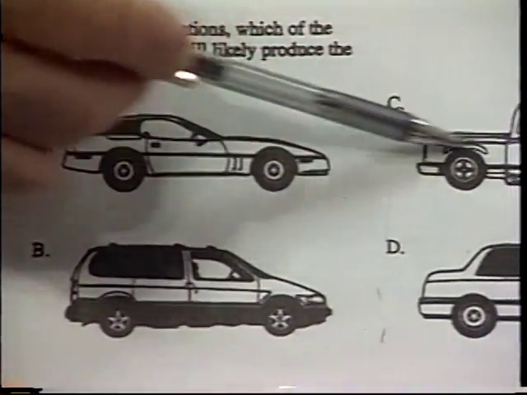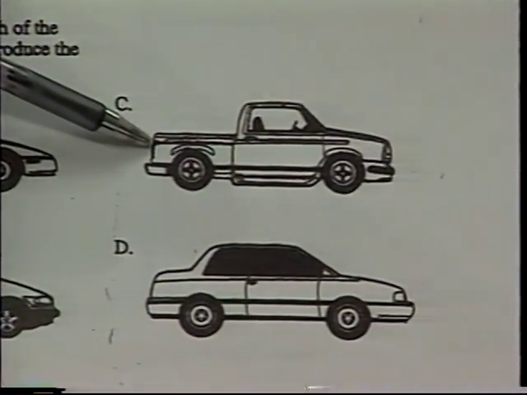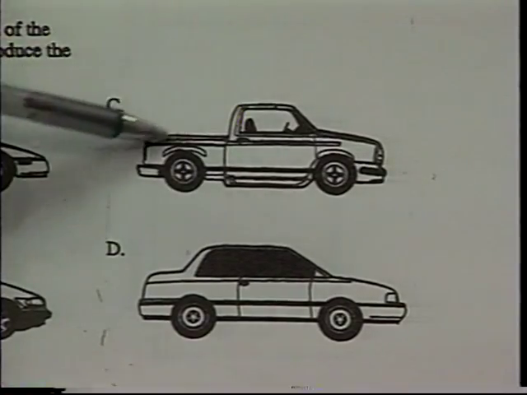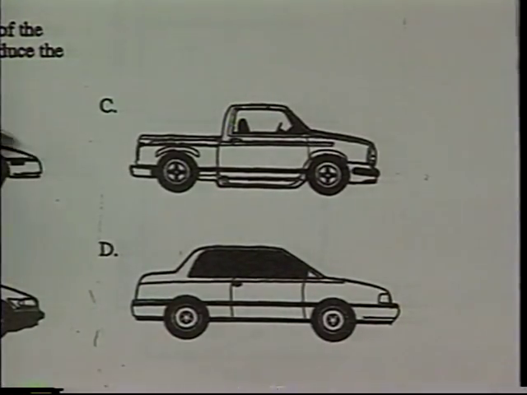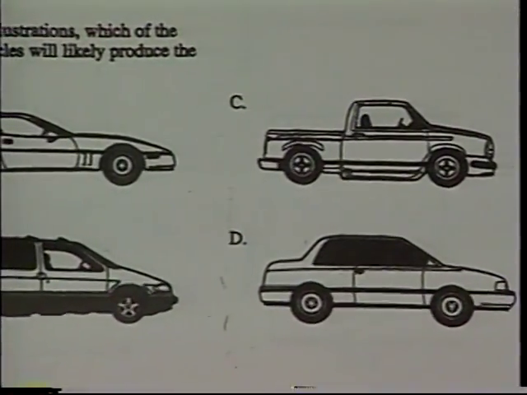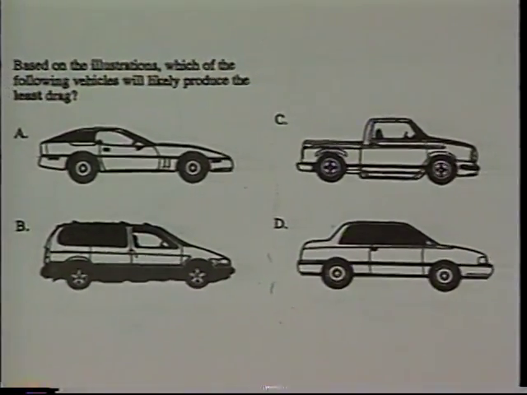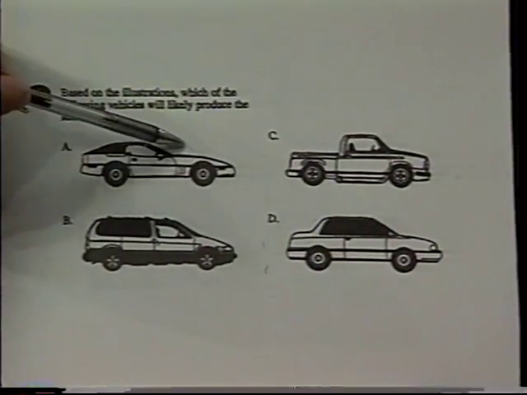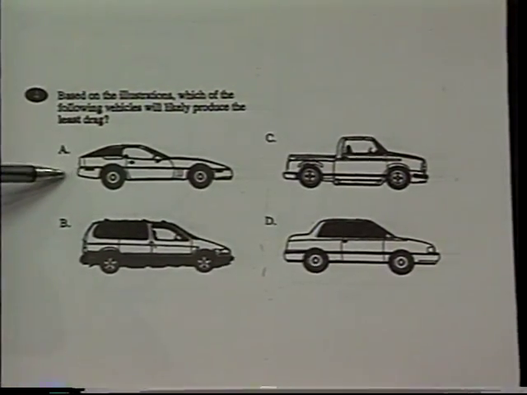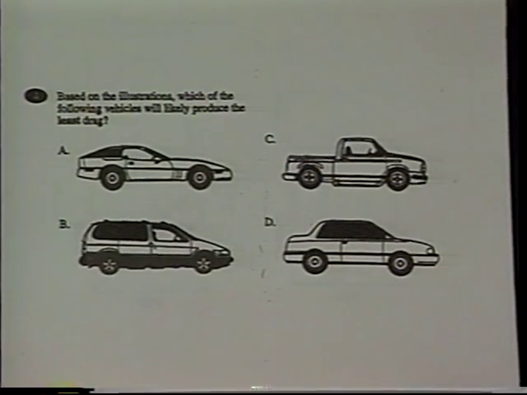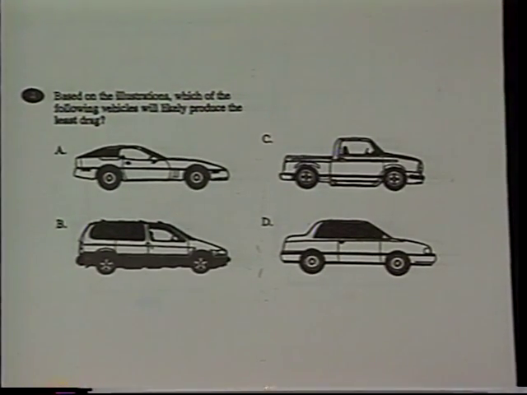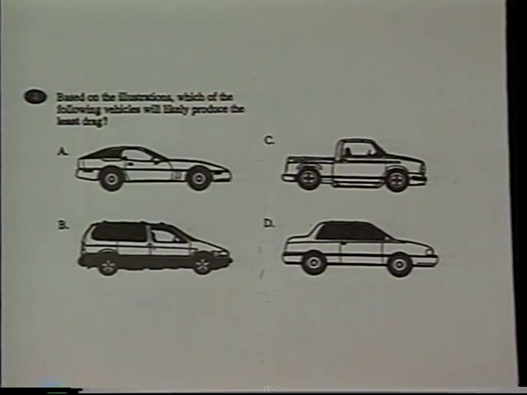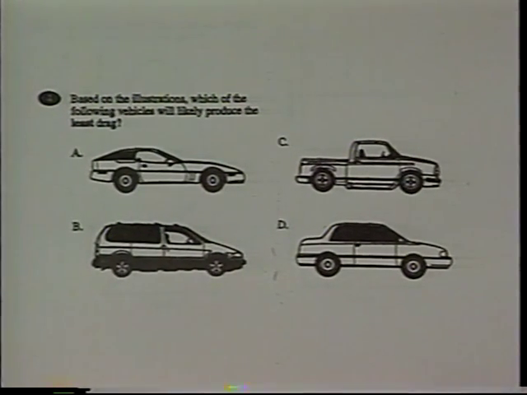Same thing with this pickup truck over here. You're going to have some turbulence behind it because it doesn't slope down enough in the back. This little sports car looking vehicle comes up nice and smooth, tapers off in the back. It looks like a wing, right? And wings are designed to fly with a minimum amount of drag.